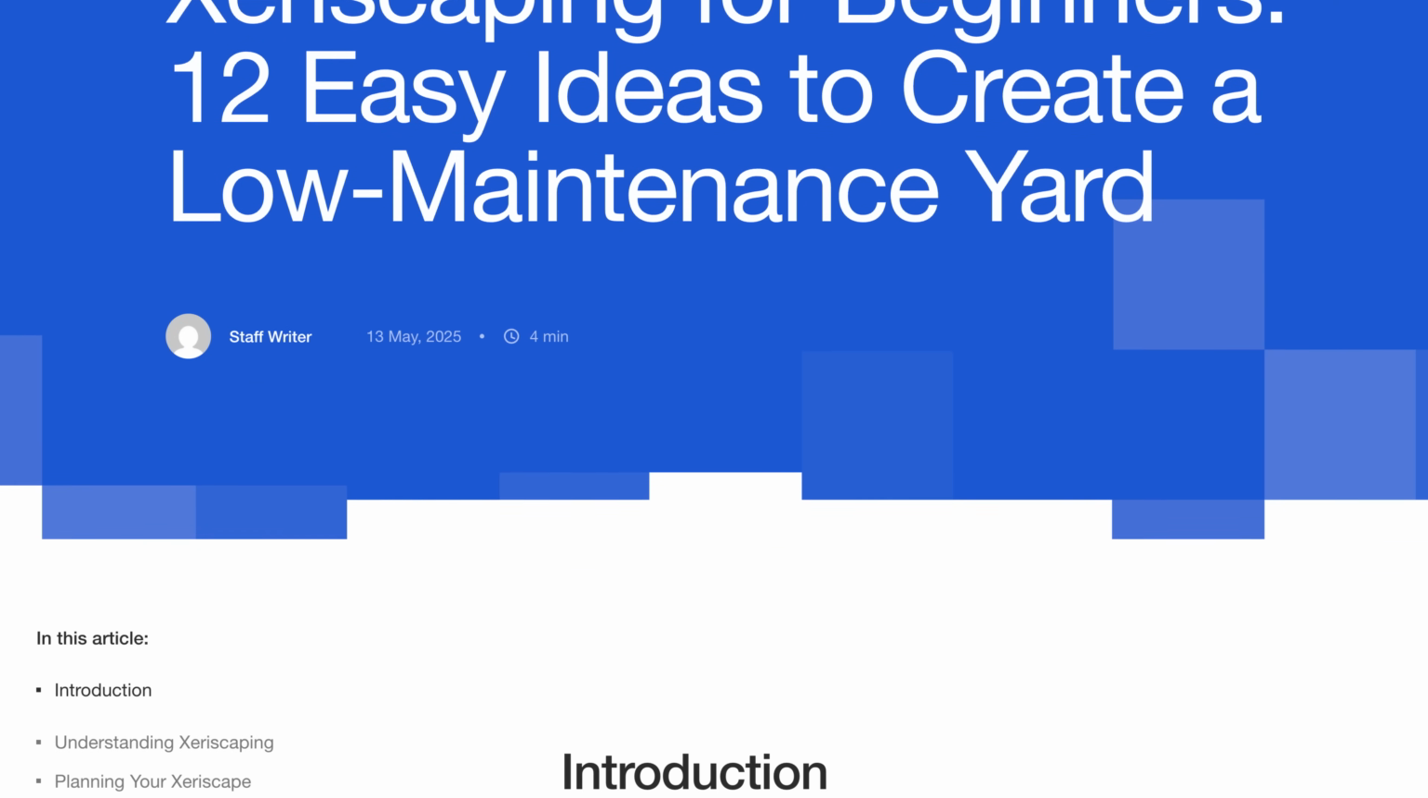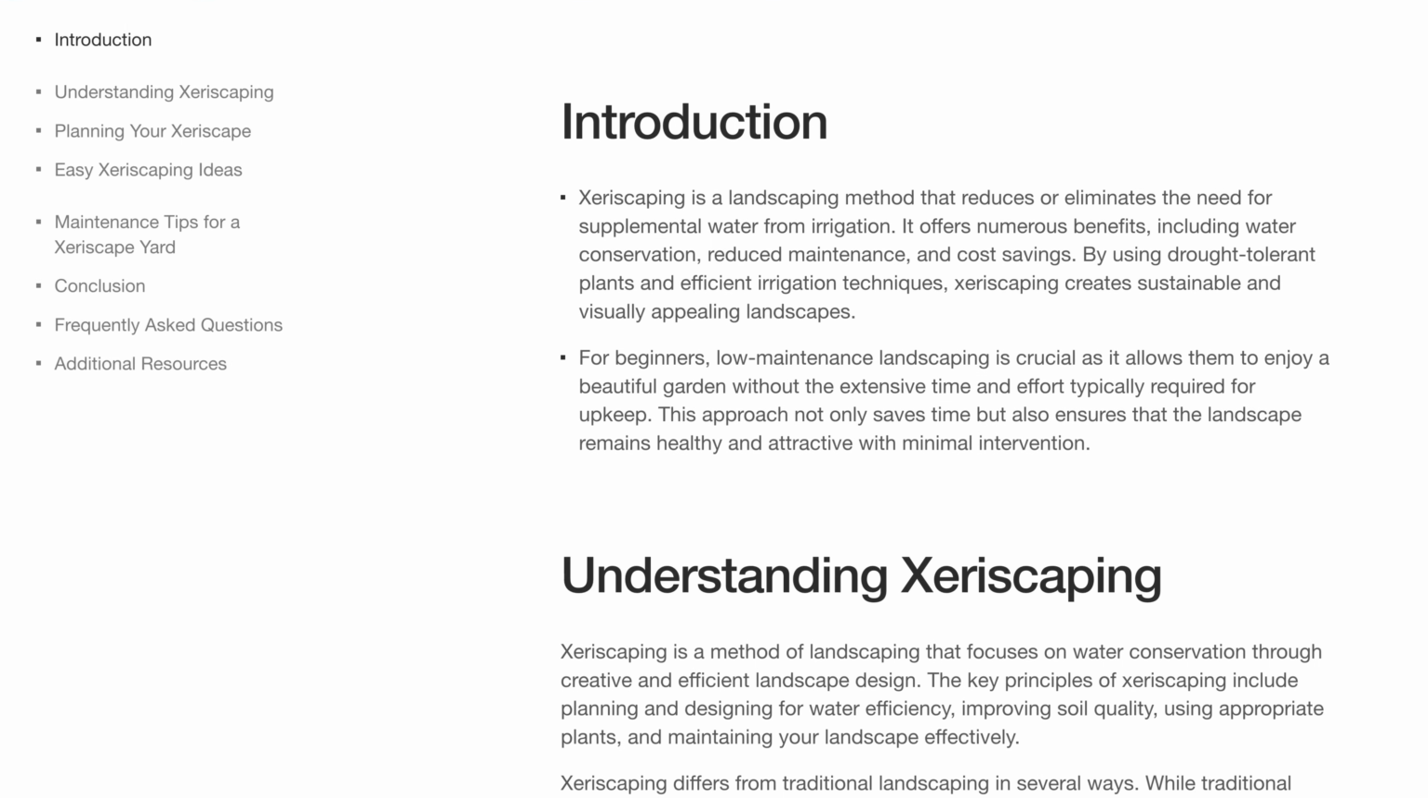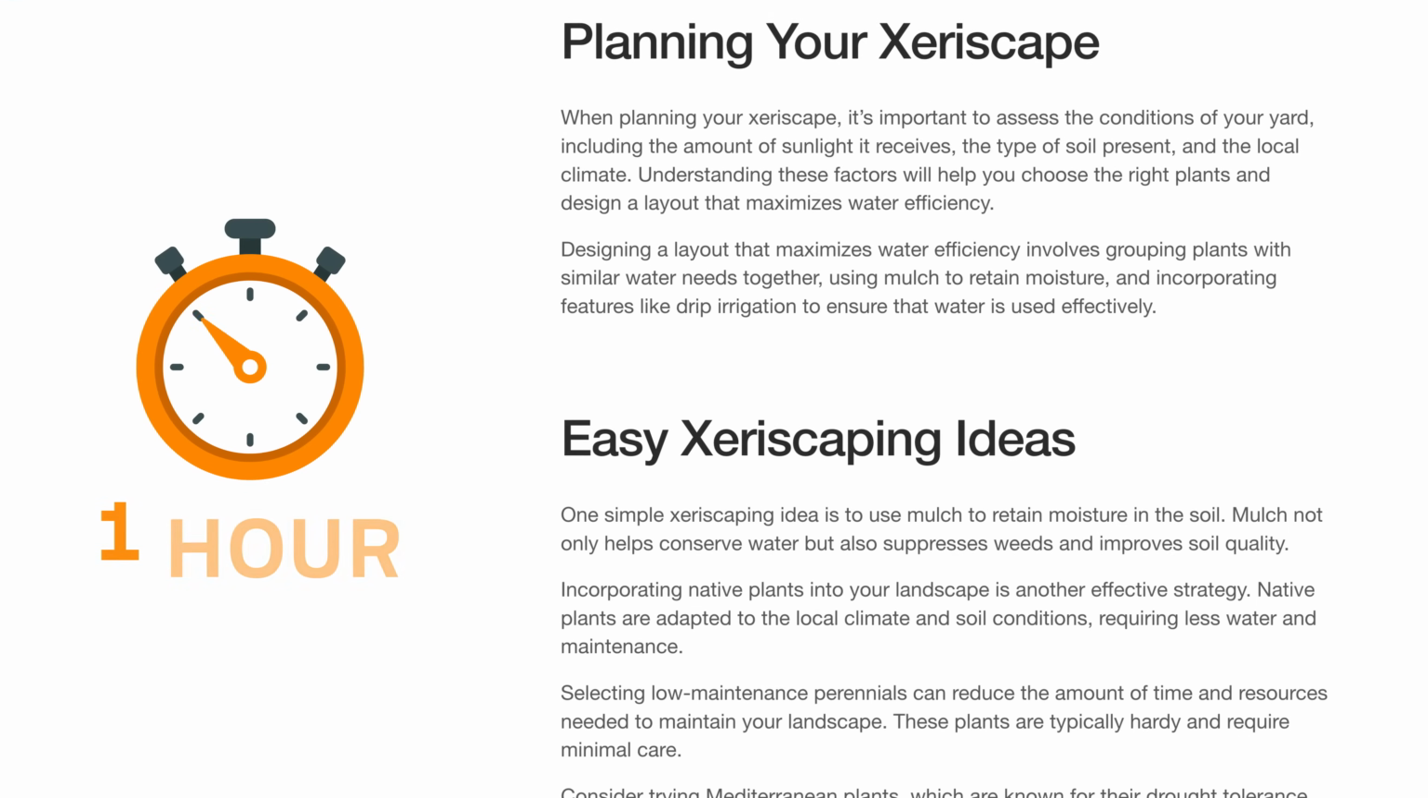And that's how you create a high-quality SEO-optimized article with AI from start to finish in roughly 1 hour.